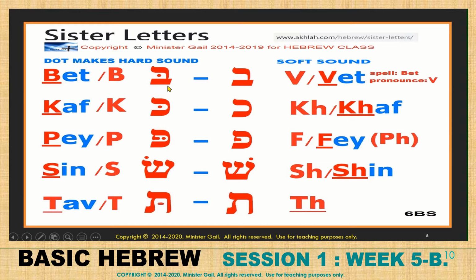So this is the Bet, B. This is also a B when it's written in a word, but without the dot, it will sound like a V. Pronounced as a V in Victoria, but written as a B in the letter. Like Ketuvim is written with a B, but pronounced as a V.